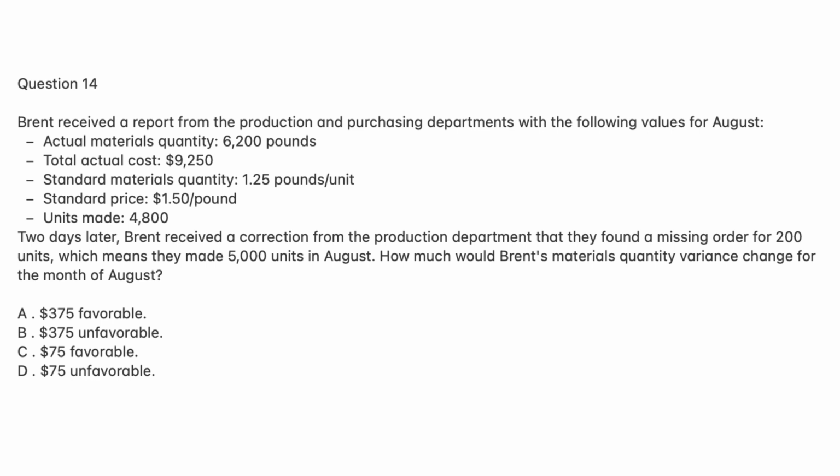Units made, 4,800. Two days later, Brent received a correction from the production department that they found a missing order for 200 units, which means they made 5,000 units in August. How much would Brent's materials quantity variance change for the month of August? A.